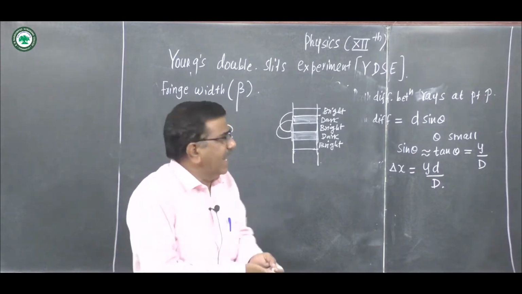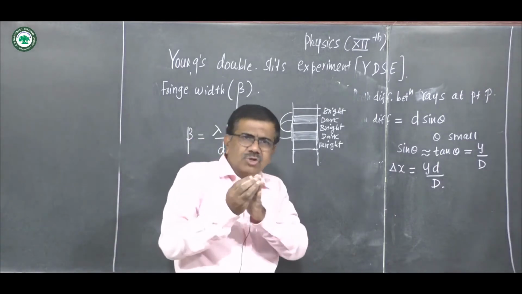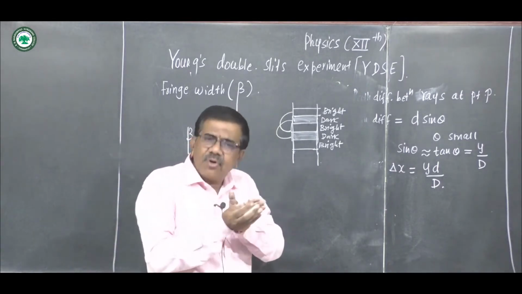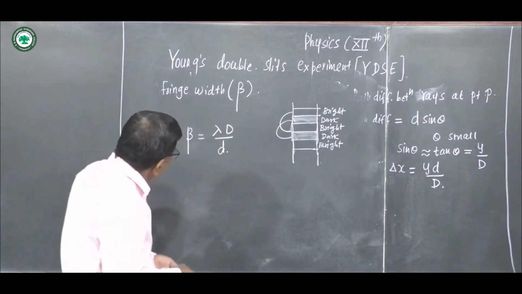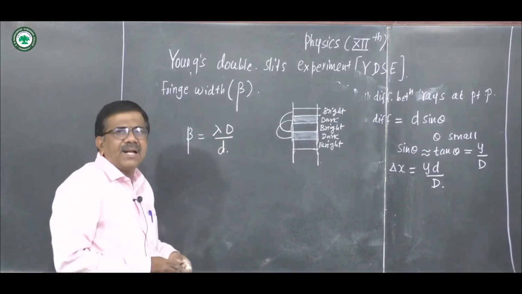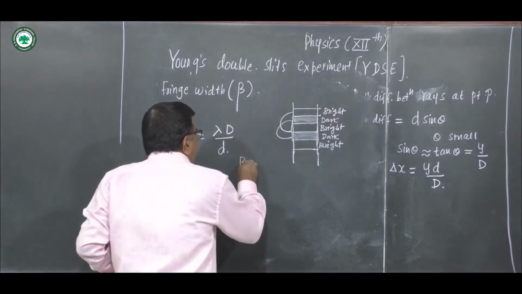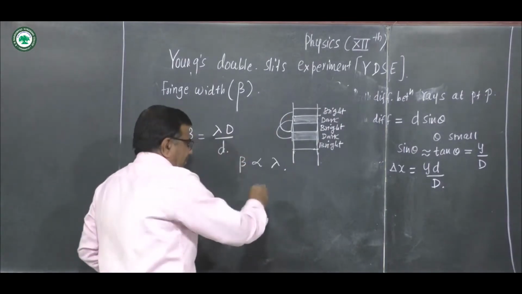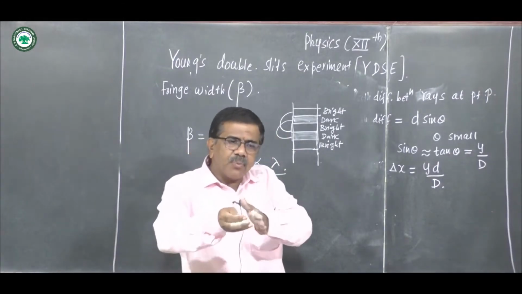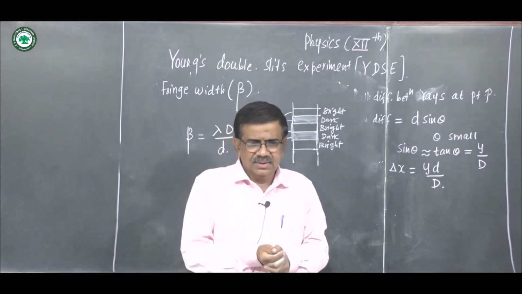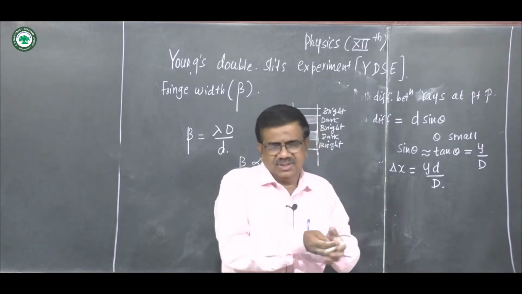Lambda is the wavelength of the light. Capital D is the distance of the screen from the slit. Small d is the distance between the coherent sources. So here, as capital D and small d are constant, this fringe width beta is directly proportional to wavelength lambda. If wavelength is more, fringe width will be more.